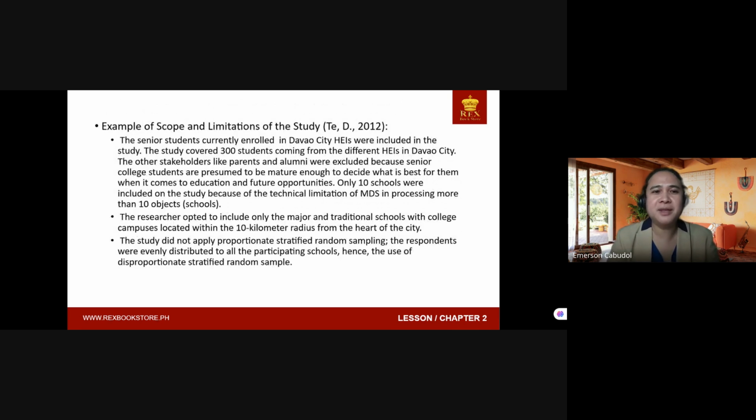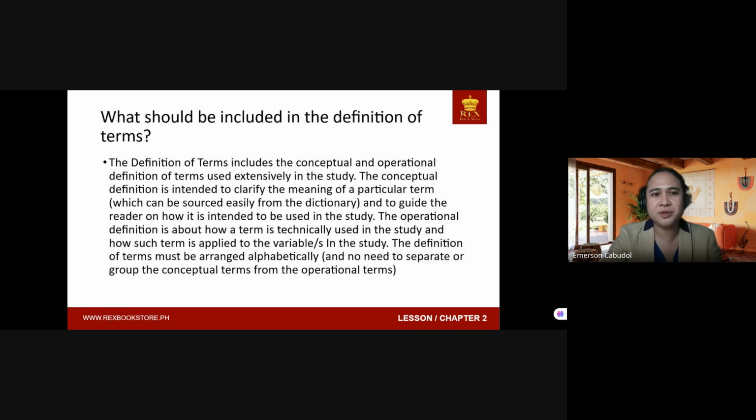Examples of scope and limitations of the study by Te 2012 are the following. Just please read at your own time and pace. It's available in our textbook. Question: what should be included in the definition of terms?